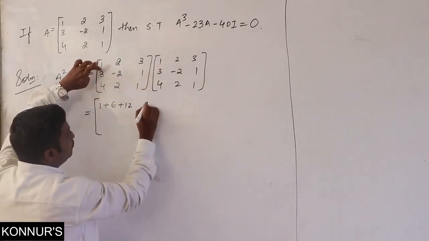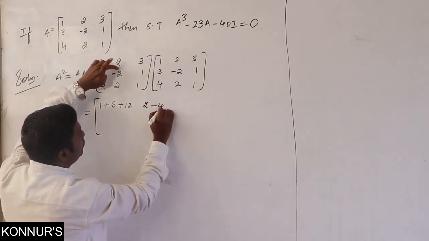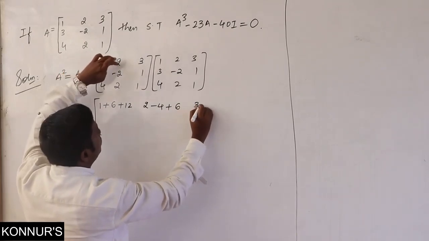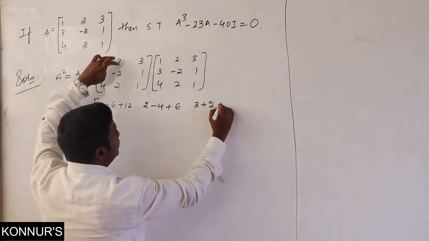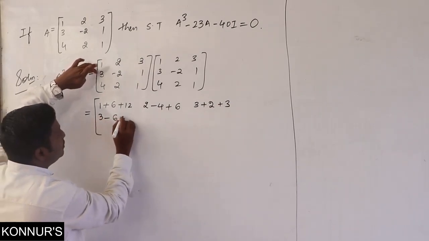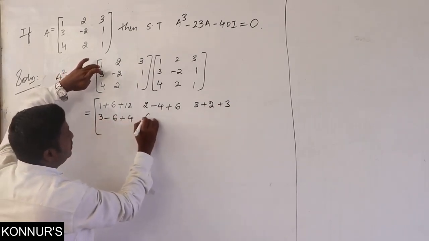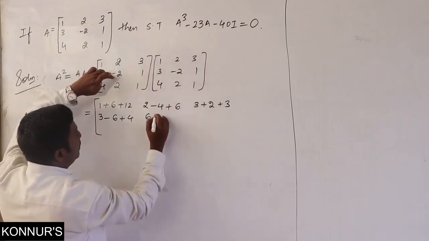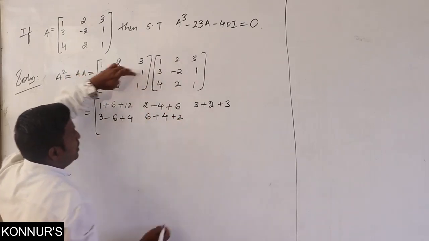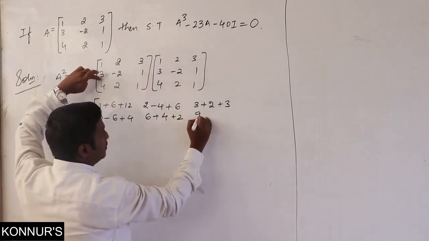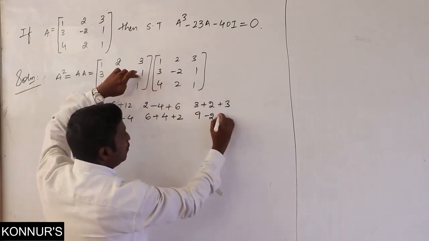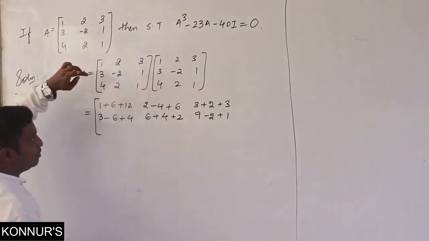1 into 2, 2. Minus 4 plus 6. 3, 2, 3. 3 minus 6, 4. 3, 2 are 6. Minus plus 4. 1 into 2, 2. Next 3 into 3, 9. Minus 2 into 1, minus 2. 1 into 1, 1. Second row, second column, third column, what?